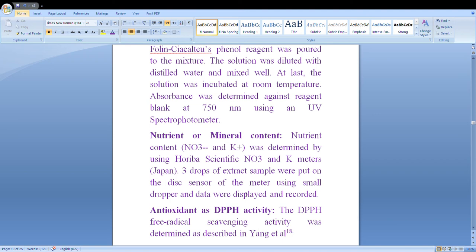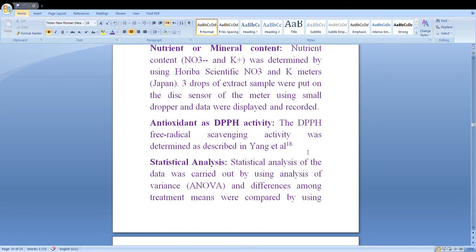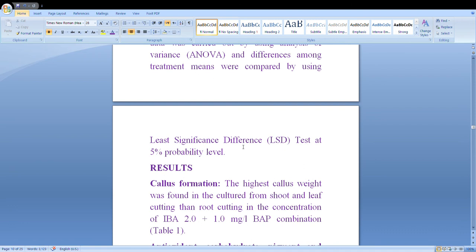Antioxidant and DPPH activity: the DPPH free radical scavenger activity was determined as described by Young et al. Statistical analysis of the data was carried out by using analysis of variance and the differences among treatment means were compared by using the least significant difference, LSD test, at 5% probability level.